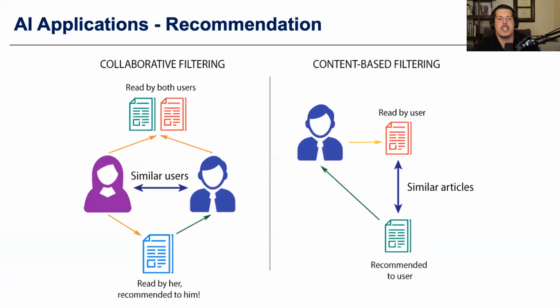So the next piece is recommendation. There are a couple of different recommendation systems, but I chose these two: collaborative filtering and content-based filtering. The difference is that in collaborative filtering, you have similar users, and in content-based filtering, you have similar content. As you can see here, it's articles.